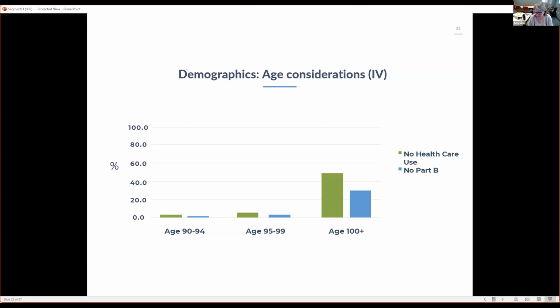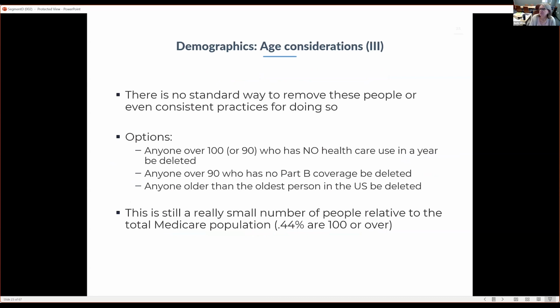Like a lot of things, we just have to make the right decision for our particular study. There's no standard way of removing them. As I said, what I usually do is require people to have Part B coverage anyway. We can get sort of snarky and say anyone older than the oldest person in the US. In general, these do not look digit related, like somebody born in 2004 listed as 1904. I don't think it's those. I think it was just people where deaths were missed or not reported properly. And again, as the insurance company, CMS will not remove somebody unless they know for sure they can.